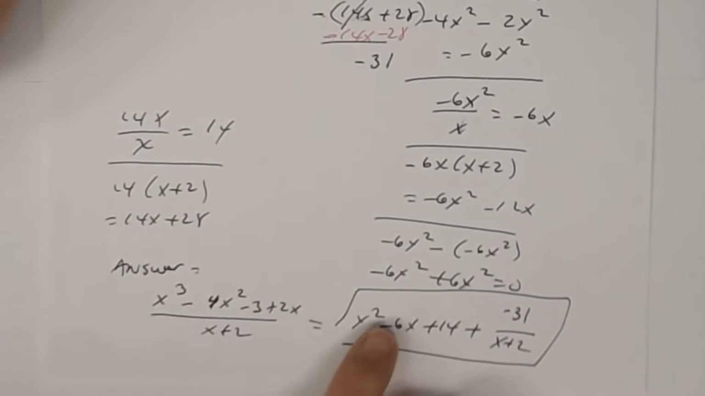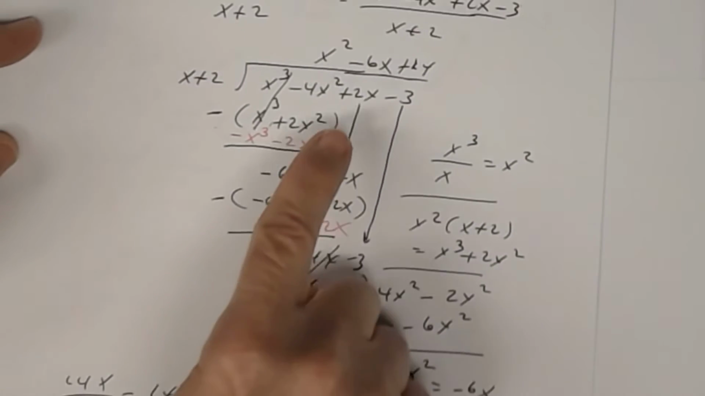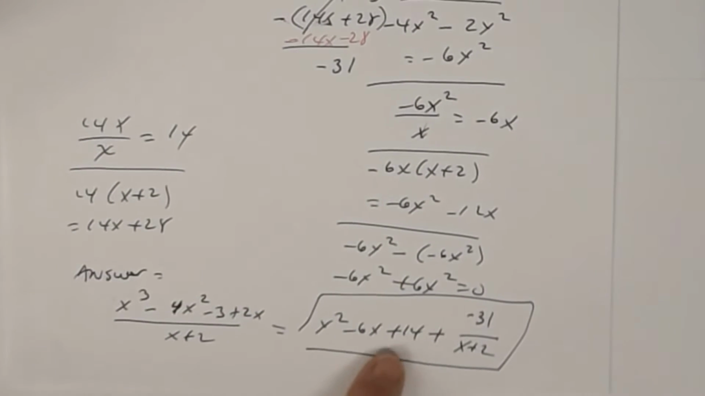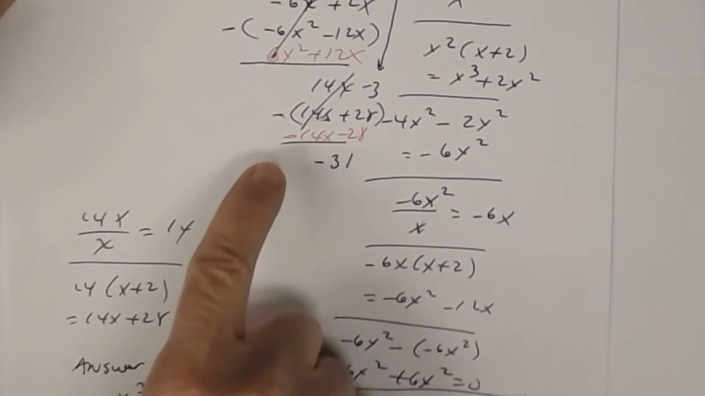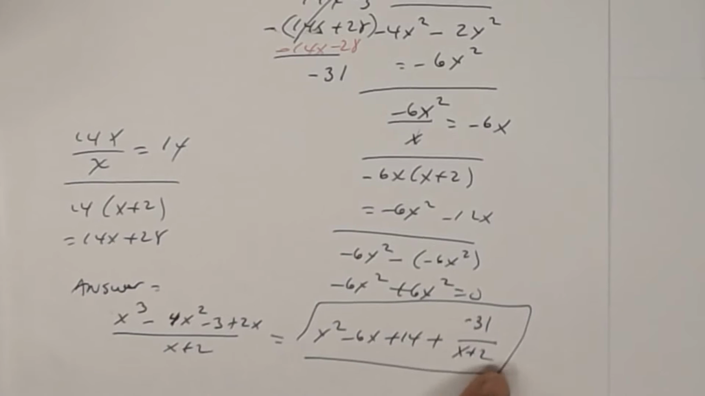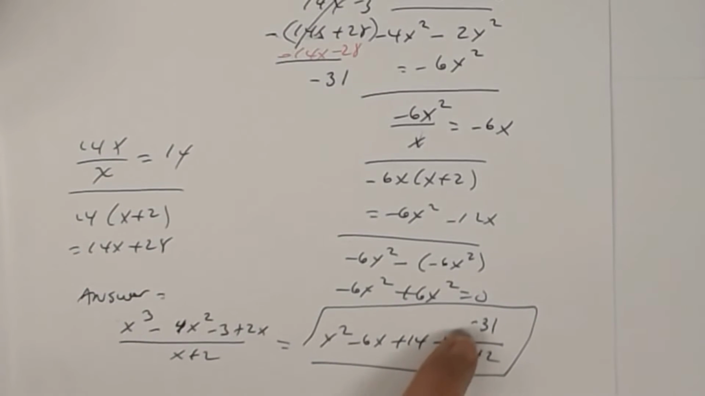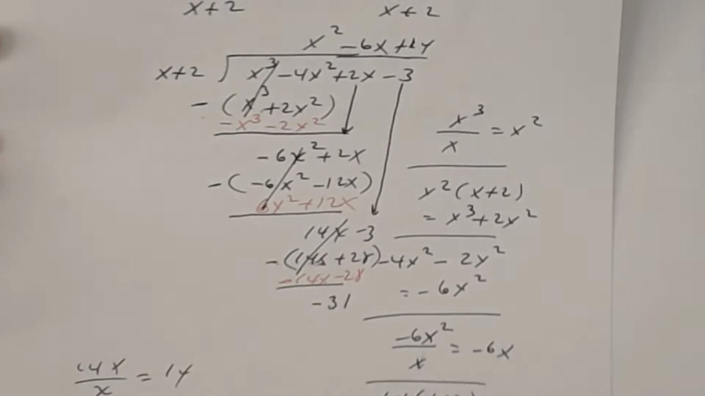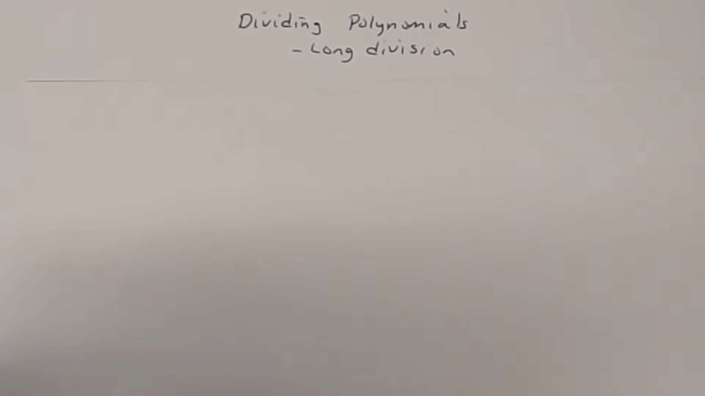The way you had to write your answer was that you took the quotient, which is this, and then you added the remainder, which was negative 31, but you had to write it as a fraction. So negative 31 divided by the divisor, which was x plus 2. So you may want to go back and review that lesson. But what I want to make a point of is this.